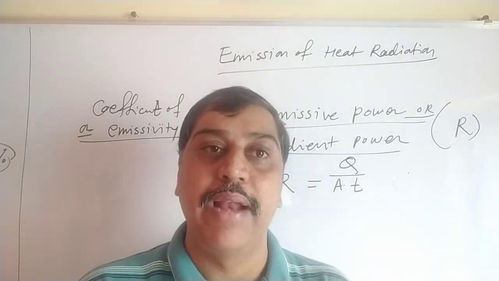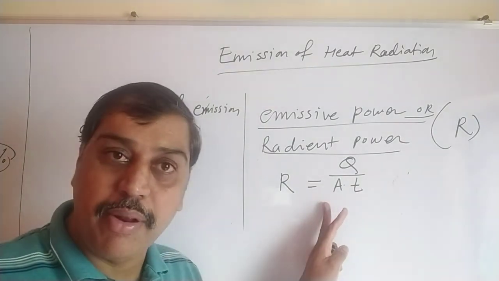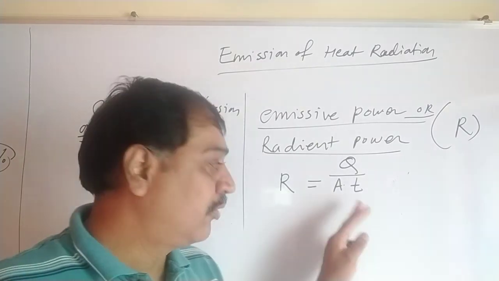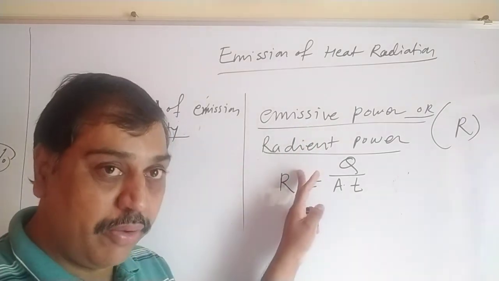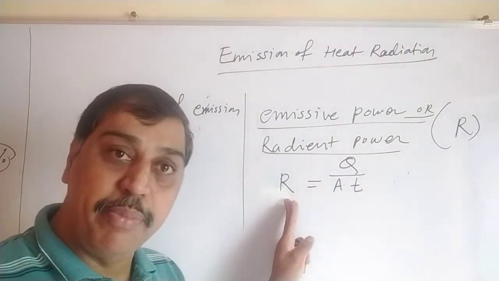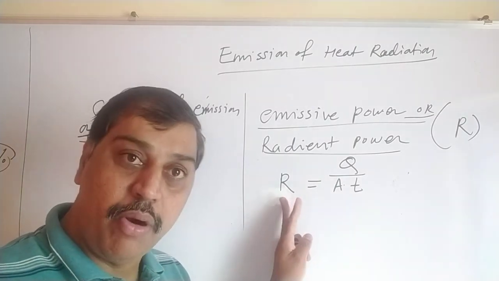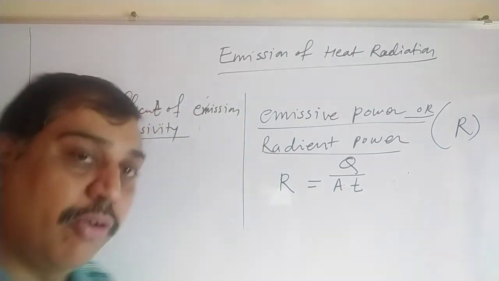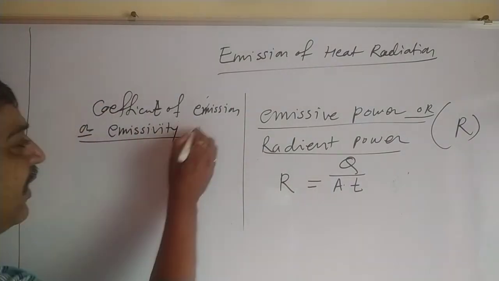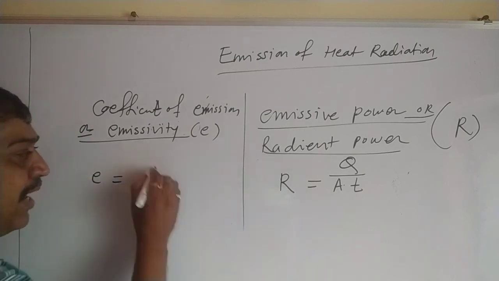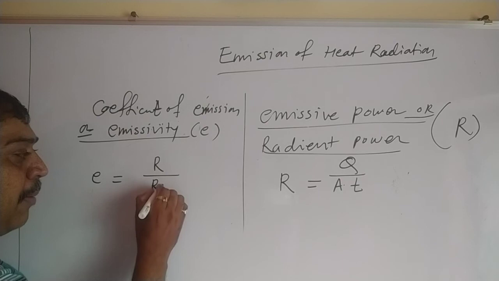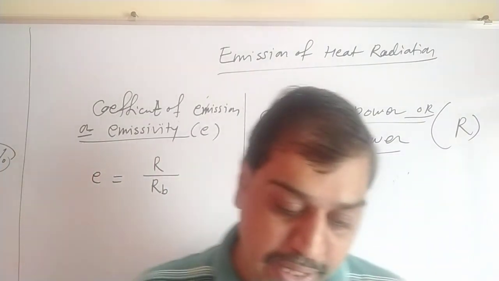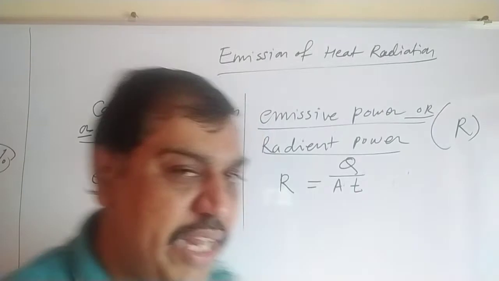It is the ratio of the radiant power of an ordinary body to the radiant power of a perfectly black body, which is always constant, and that constant is said to be the coefficient of emission or emissivity. This R is nothing but the radiant power or emissive power of any body. The coefficient of emission is represented by E, so E equals the radiant power of the ordinary body to the radiant power of a perfectly black body. For a perfectly black body, E equals 1, that we know.